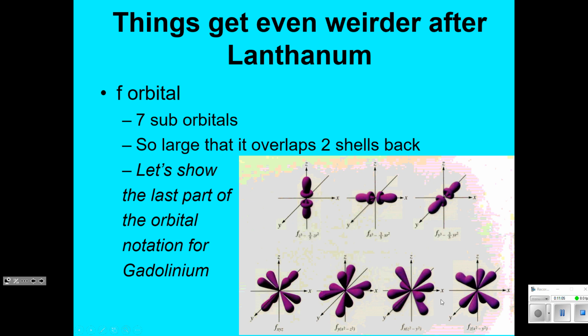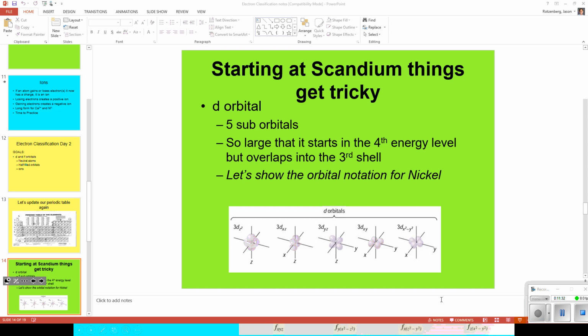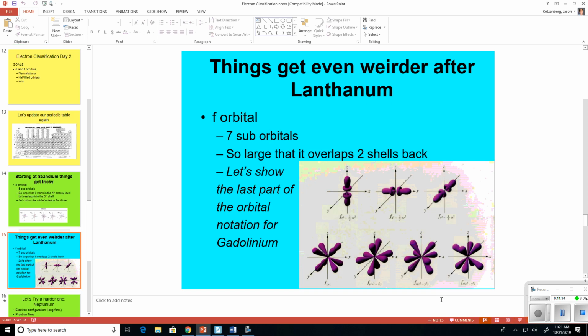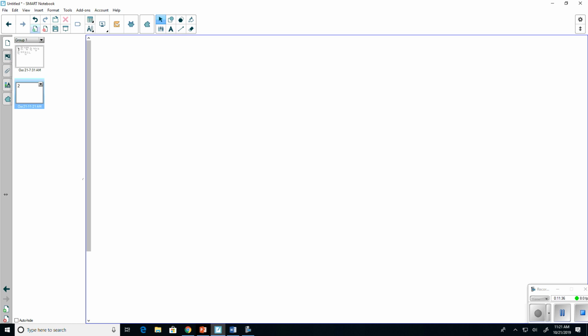Now what I note on here is that the F orbital is even larger than the D. So remember how we went from 4s to 3d? Well, there's a 2 energy level jump back when you're dealing with the F. And what I want to show you, as I note here, is just the last part of the orbital notation for Gd. So this is also on your note sheet. So we are going to show you orbital notation, but only the end of it for Gd.